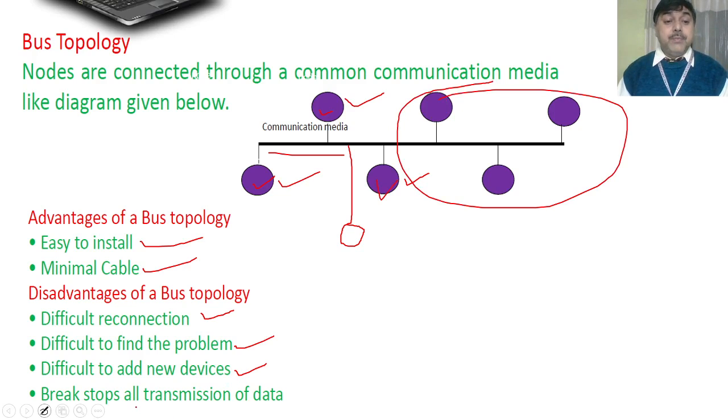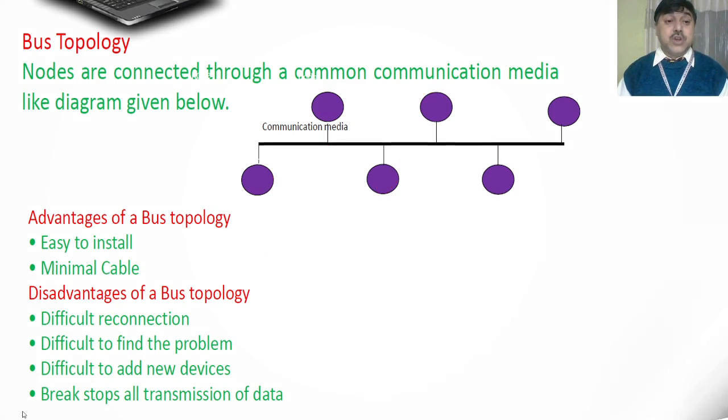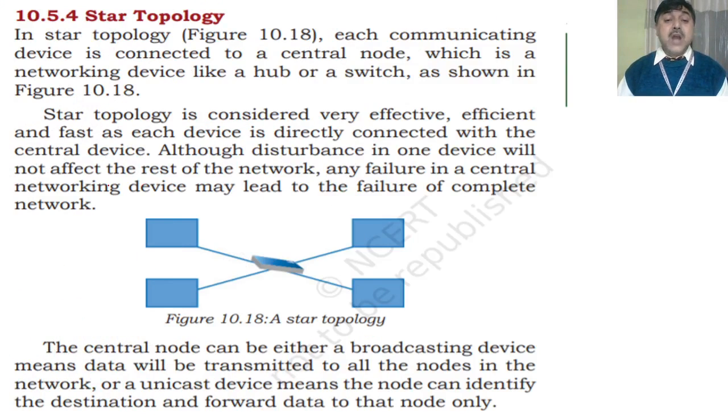Okay, a break stops all the transmission. If this particular thing, the backbone, is broken, then the system will totally stop. Star topology is one of the very important and informative communication topology systems, based on which things work.